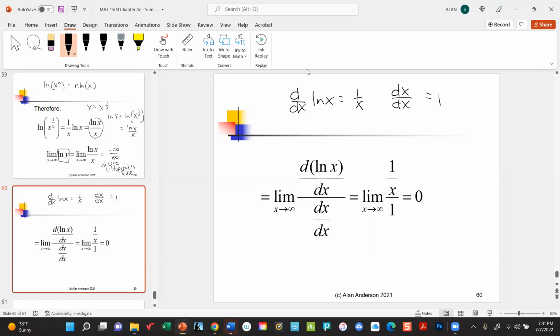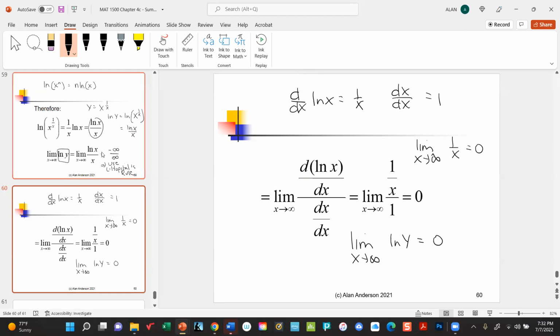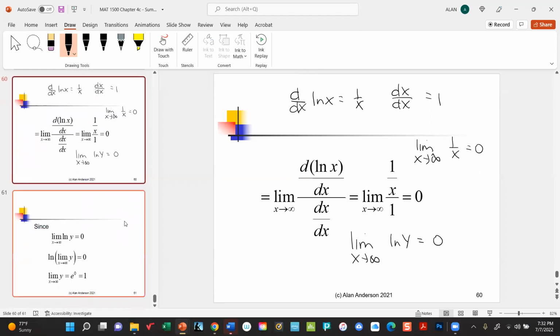Now, we've already seen this. As far as the numerator is concerned, direct substitution gives you 0. The denominator is just 1, it's a constant. So that means that the limit, not of y, but of log y, is 0. So how does that help us? All right, let's find out.